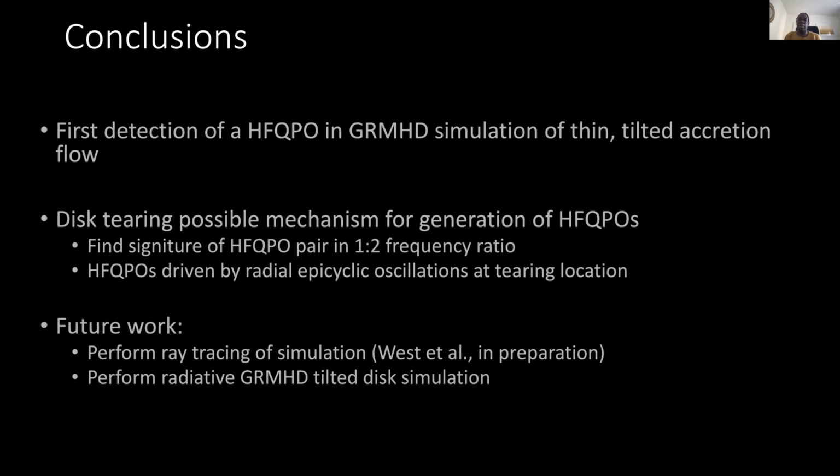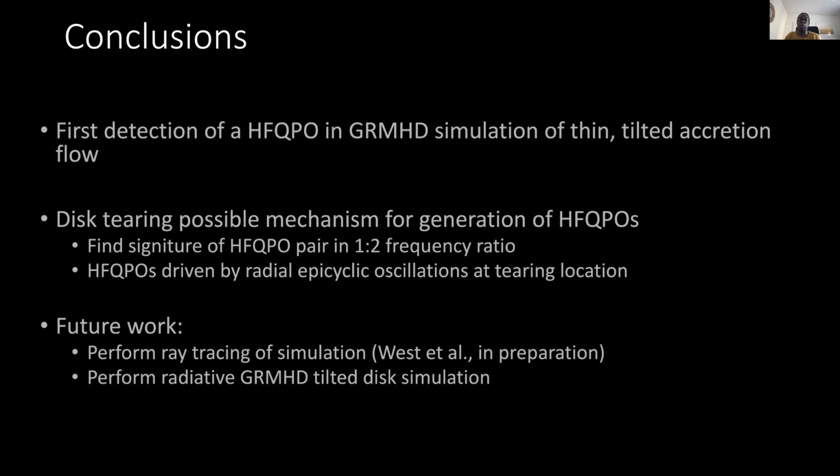So disk tearing has the potential to be a unified model for QPO production, provided that low frequency QPOs can be produced by disk and/or jet precession. So one can then place constraints on black hole spin, if you're able to extract the tearing radius from, for example, the frequency of the high frequency QPOs, and also extract the precession period from the low frequency QPO detection.